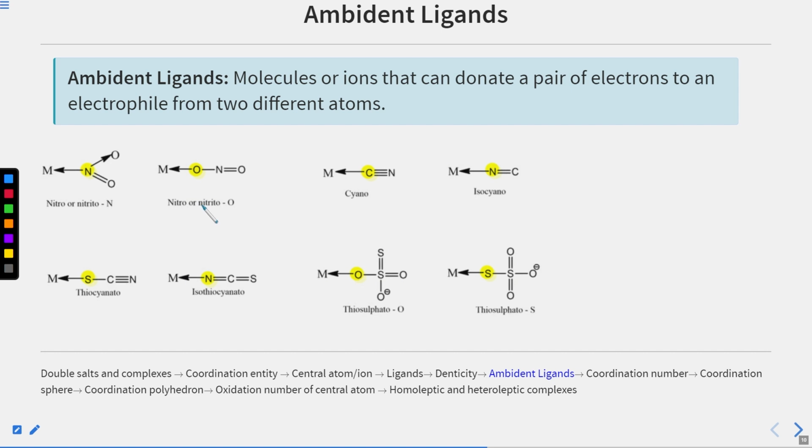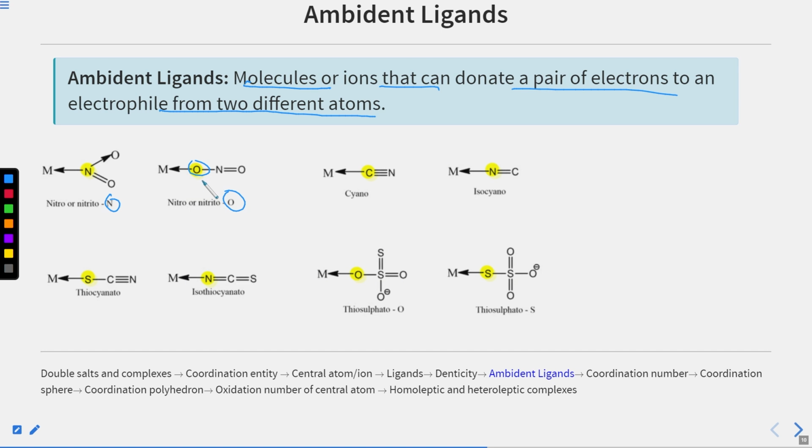So such ligands which can donate from 2 sites, but at one time to one metal atom only, we will term as ambident ligand. So definition says that molecules or ions that can donate a pair of electron to electrophile from two different atoms are termed as ambident ligand. So here you can see that we have nitrito N and nitrito O. So when we say nitrito N, then the donation site is nitrogen. When we say nitrito O, the donation site is oxygen.